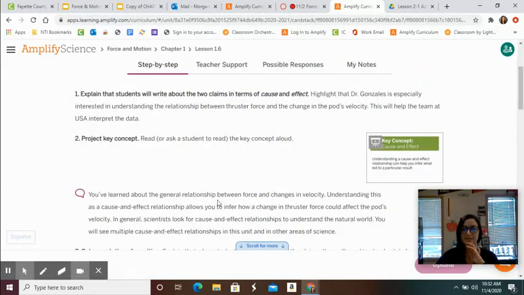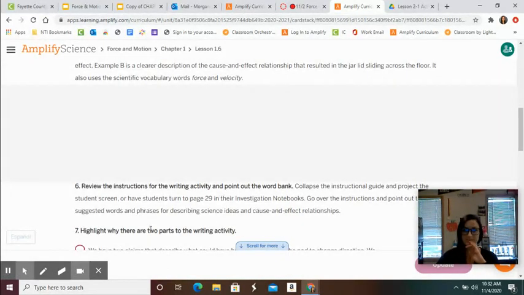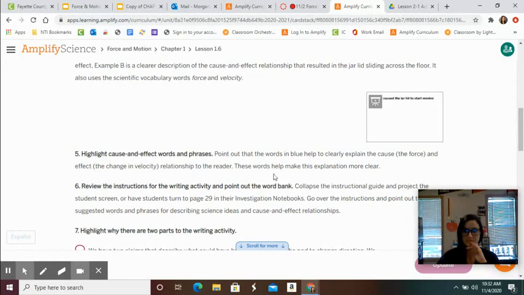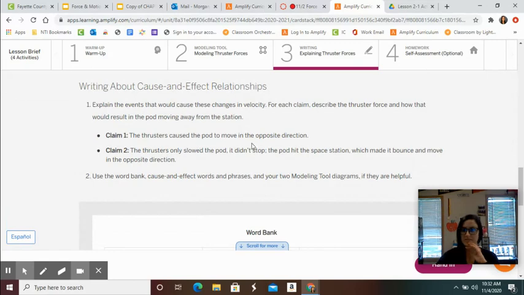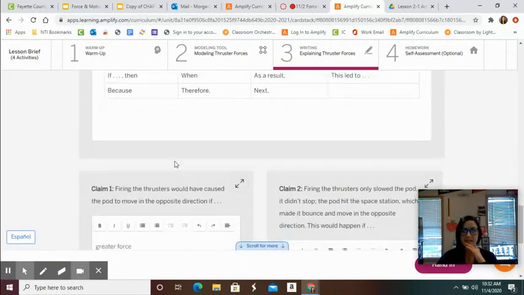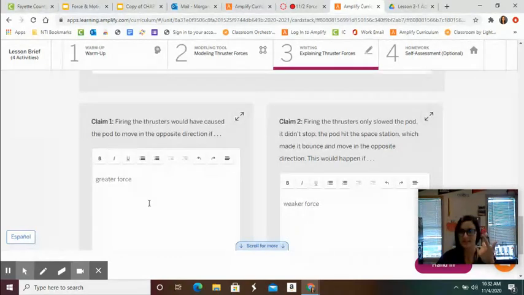Down here, you're going to see our 2 claims repeated: thrusters moving the pod in the opposite direction, or it just slowed it and then the pod hit the station and bounced back off. There is a word bank here, but you are going to explain the forces for each of these. I gave a hint to jumpstart your brain. The idea is that the thrusters would have caused the pod to move in the opposite direction if it was a greater force, and you would need to explain that.